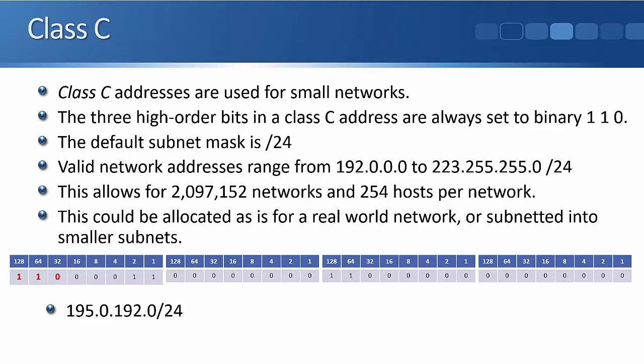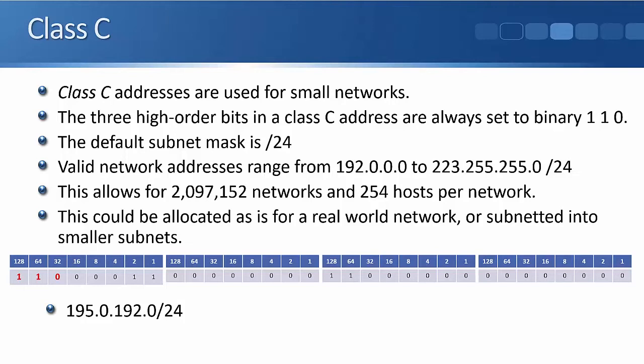And with Class C, it's the first 3 bits that are important. They're always set to binary 110. The valid network addresses range from 192.0.0.0 to 223.255.255.0. That allows for a little over 2 million networks and 254 hosts per network. That's something that you're going to know by heart later on. A Class C network has got 254 hosts up to that amount.